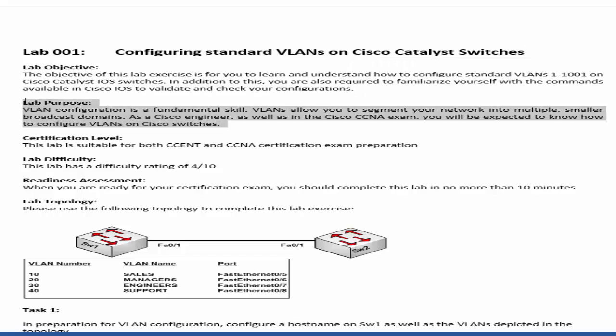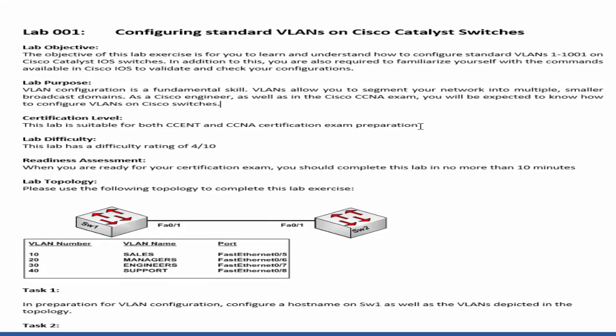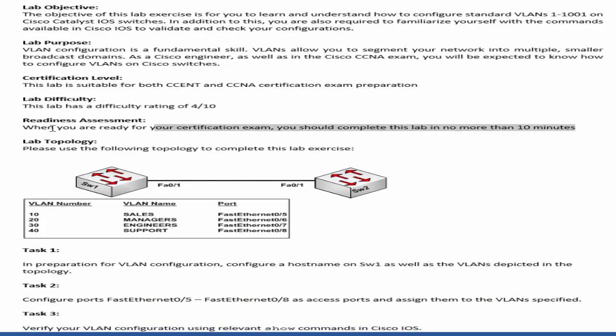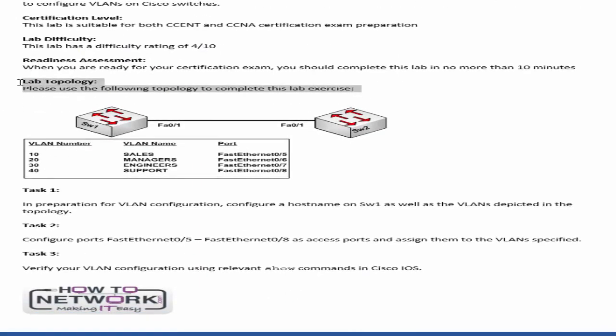Lab purpose. We look at the level also. They get progressively more difficult as they get along. Labs should all be broken down into either CCNT or CCNA. This is our topology. So you can see it's pretty simple. We've got two switches here connected with FastEthernet 0/1, and the tasks are broken down into various steps.